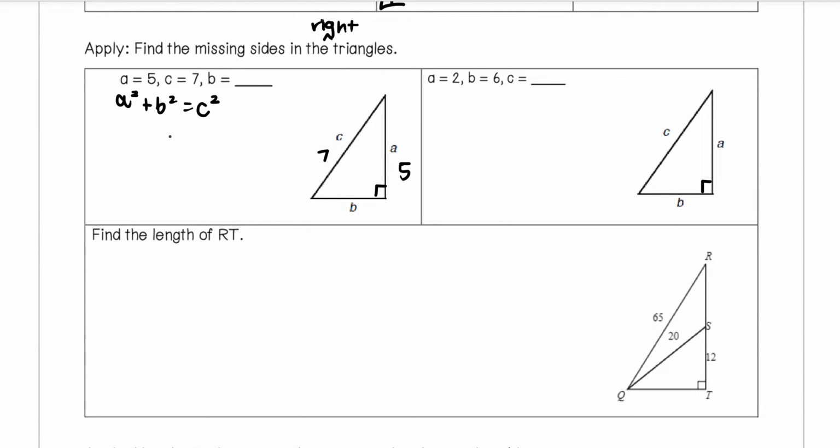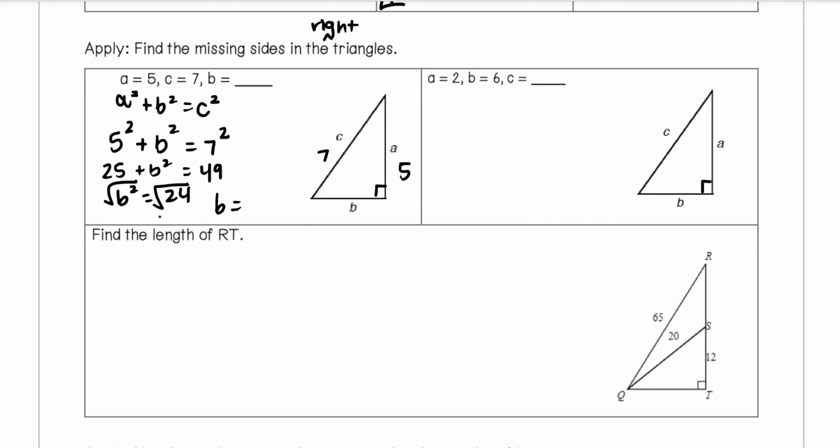A squared plus b squared equals c squared. We're going to replace the a with a 5. The b is something we don't know, so we're going to leave it. And the c is being replaced with a 7. So we're going to go through and evaluate this and solve for b. 5 squared is 25, b squared stays where it is, and 7 squared is 49. So to subtract 25 from each side, we'll get that b squared all by itself, and that leaves us with 24. To undo a square, we're going to have to take the square root.